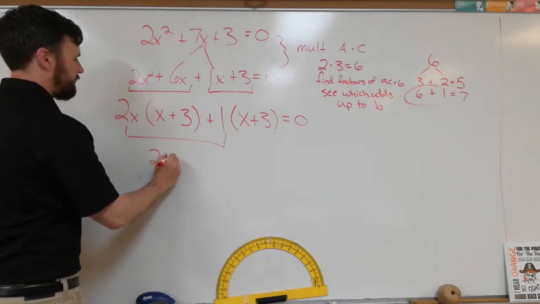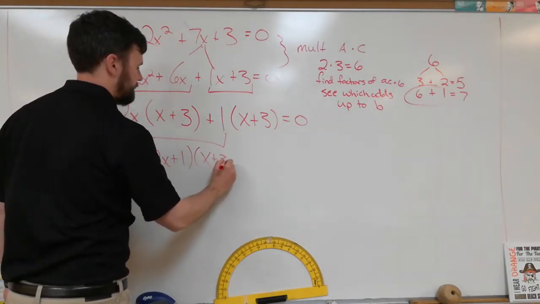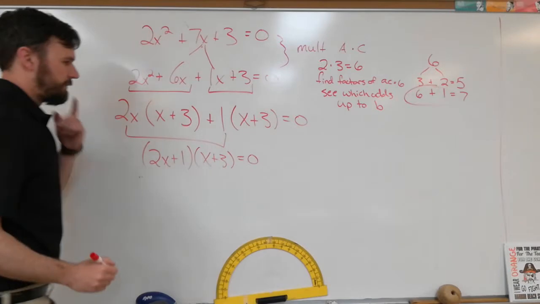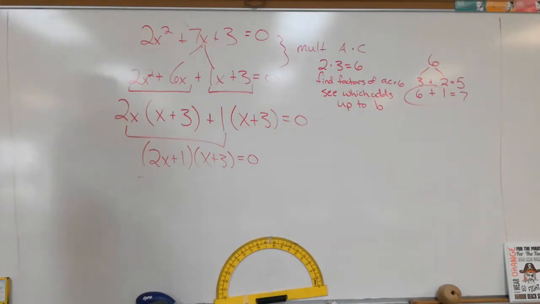So then I combine these two things, and I get 2x plus 1 times x plus 3 equals 0. It's factored! Hooray!